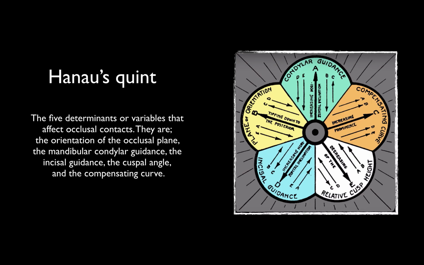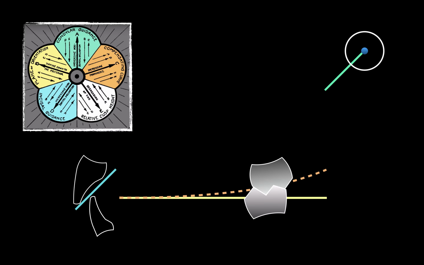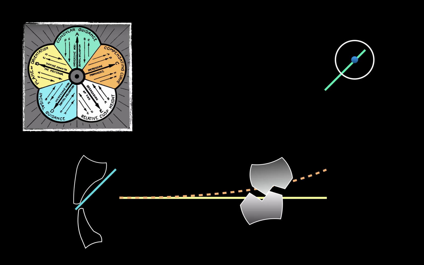Hanau's quint talked about the 5 determinants or variables that could affect our occlusal contacts, and they were the occlusal plane, mandibular condylar pathway, our incisal guidance, the cuspal angle or the cusp tips, and the compensating curve. So while this was designed to allow us to create balanced occlusion, meaning when the patient moved into protrusive or lateral movements, all the posterior teeth stayed in contact, and this helped stabilize the denture.